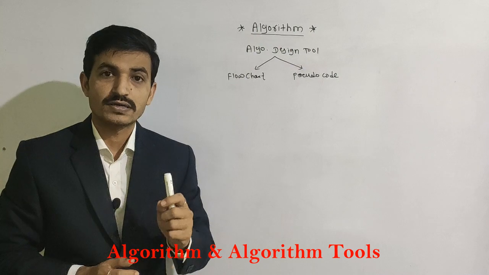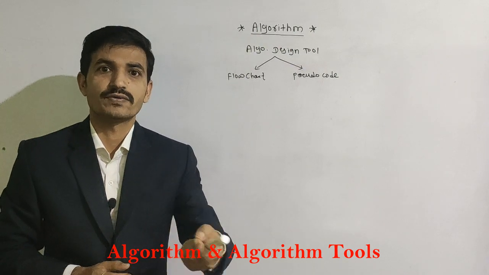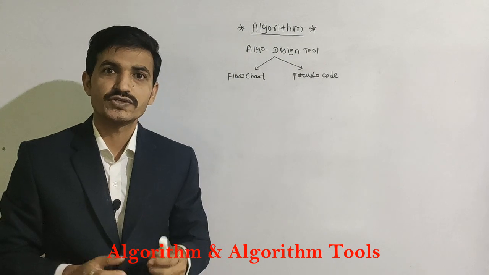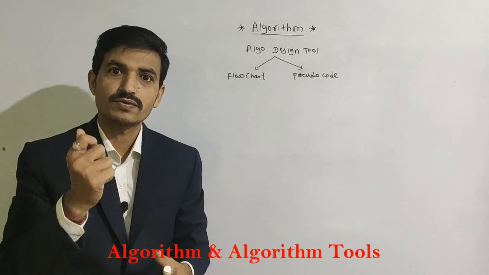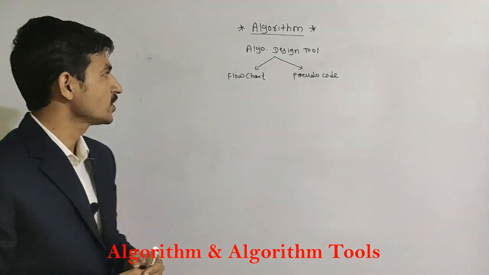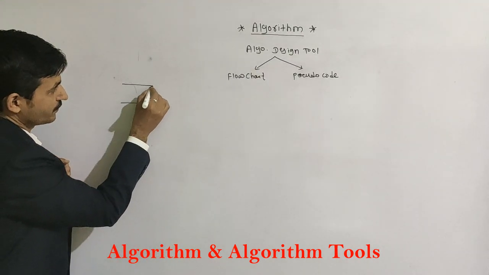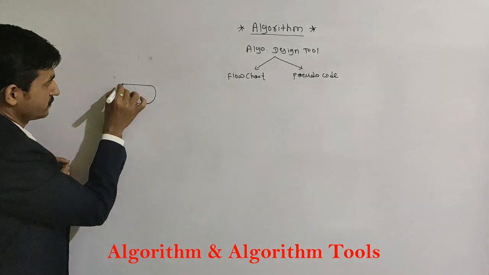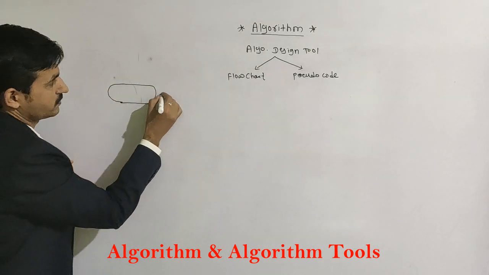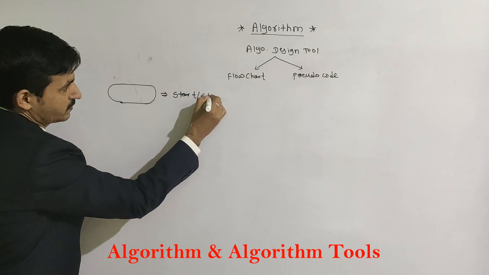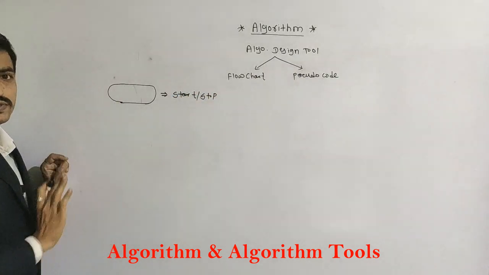Flowchart is nothing but a diagrammatic representation to solve a given problem. There are certain symbols in the flowchart. So first we'll see the symbols and then we'll focus on one of the problems. The symbols are start and stop. We'll use this symbol for start and stop.